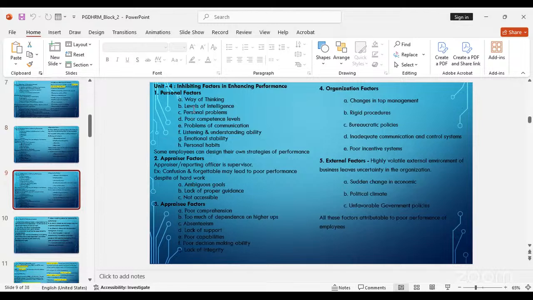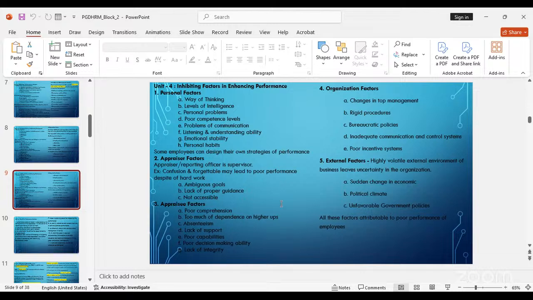Okay. What are the inhibiting factors in enhancing performance? Again, personal factors come into the picture: way of thinking, levels of intelligence, personal problems, poor competency levels, problems of communication, listening, understanding ability, emotional stability, personal habits. All these are the personal factors which inhibit the performance of the employee.